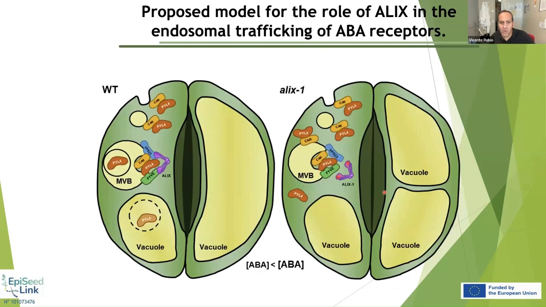So this would be the model for this part of the vesicle trafficking. This is the wild type situation. There is internalization of the ABA receptors in endosomes. Then, when these endosomes mature, there is internalization into intraluminal vesicles. And upon fusion of the multivesicular body with the vacuole, there is release of these intraluminal vesicles within the lumen of the vacuole for degradation.